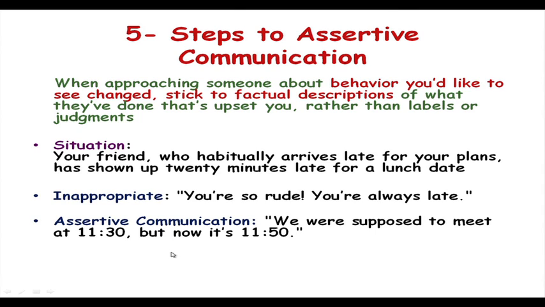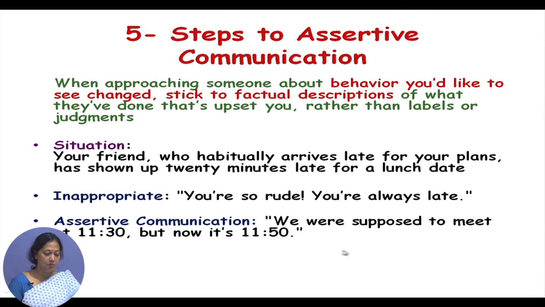Now, in assertive communication, we are supposed to focus on this exact situation. To be specific, it could be put like, we were supposed to meet at so and so time, but now it is so and so time. That just shows that this individual is late. You do not need to directly say it as a you statement. Most of the time when we say negative statements with a you, it seems like blame. So, the assertive way of saying it would be just sticking to the factual descriptions.